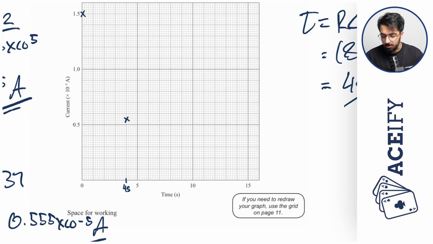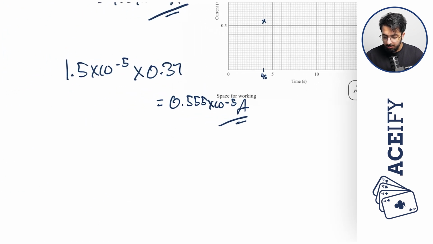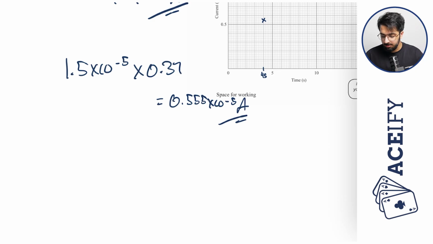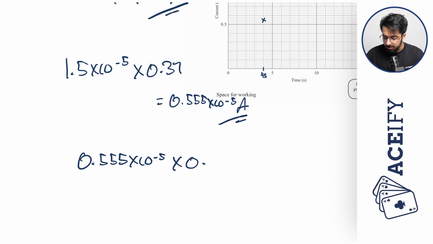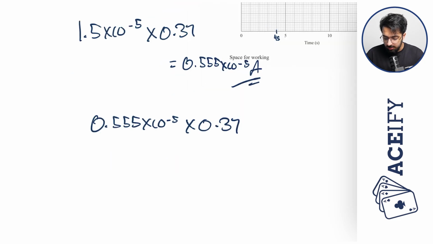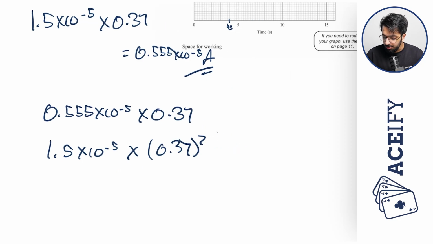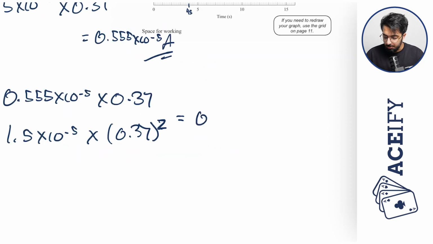So that's after one time constant. And now we can find after another time constant. There are two ways of doing this. We can either take 0.555 times 10 to the negative 5 and multiply it by 0.37 again, or we can take 1.5 times 10 to the negative 5 and multiply it by 0.37 squared, okay? So either would do the trick, and this equals 0.20535 times 10 to the negative 5 amps.